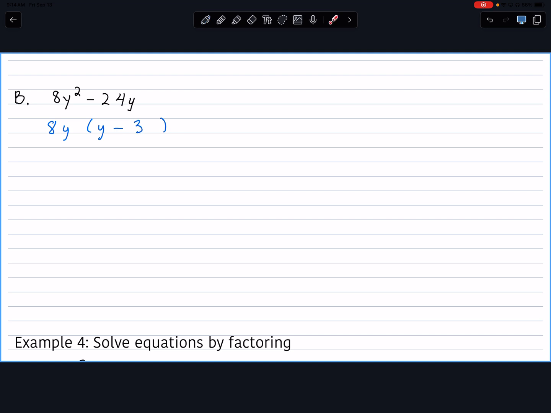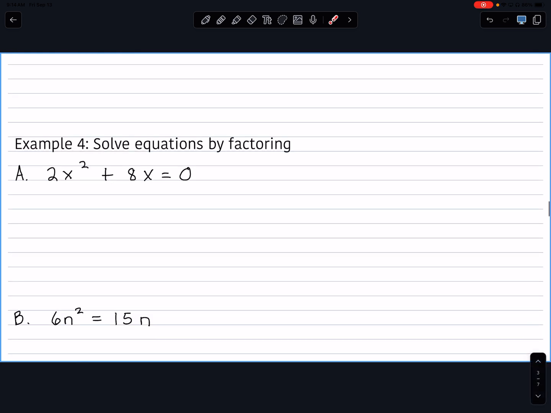Let's check it real quick. 8y times y, 8y squared. 8y times negative 3, negative 24y. Perfect. Questions on that? So you divide to get inside the parentheses? Yep. So the question was, in order to get the inside of the parentheses, what do we do? We are taking this and dividing it into both terms.